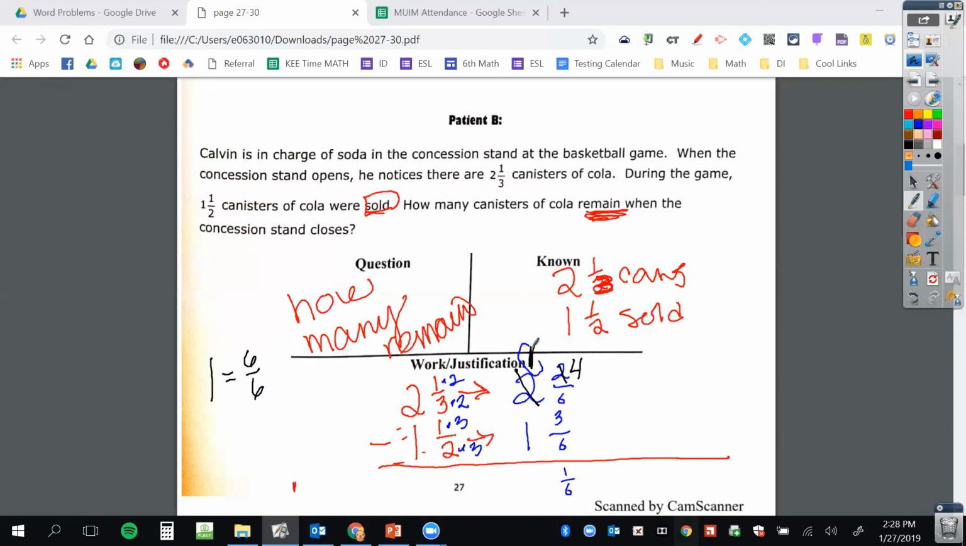And 1 whole that I have left minus 1 whole is 0. So how many are left? All that's left is 5/6 of cola.